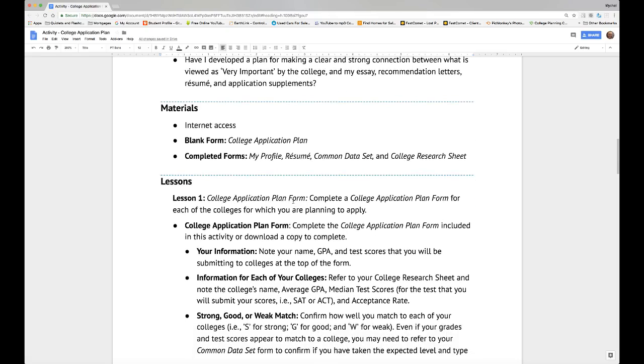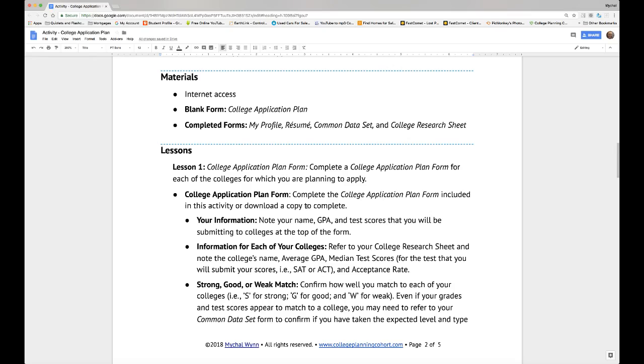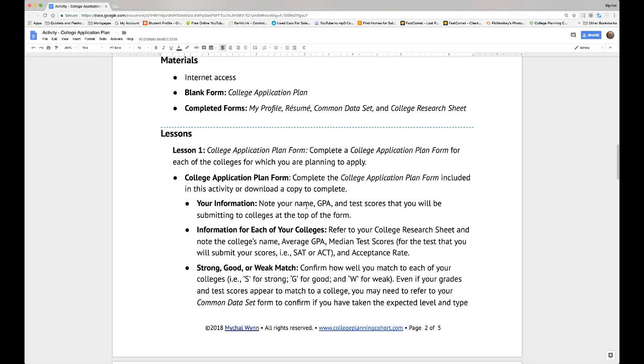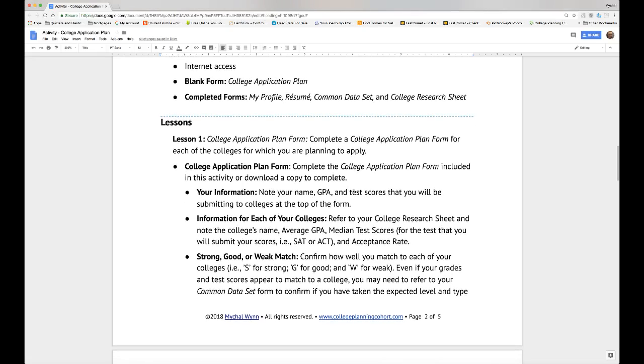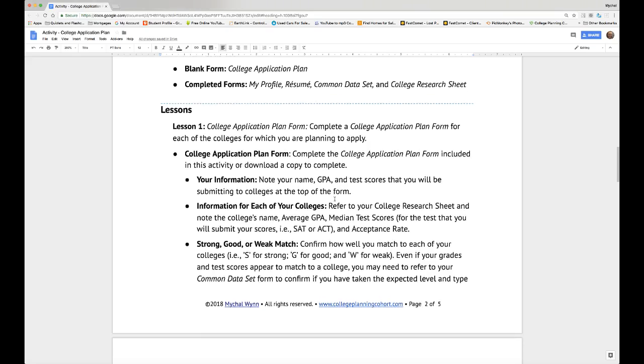Now, on your college application form, let me just go over the areas so that it's clear in terms of the information that you're going to be noting onto the form. Your information on the form, at the top, refers to your GPA and the test scores that you will be submitting. While you may have taken the SAT and the ACT, you should decide which score is highest. That's the one that you likely should submit.